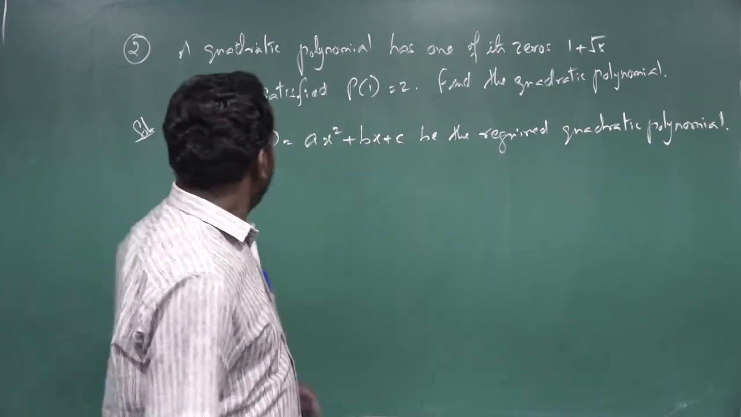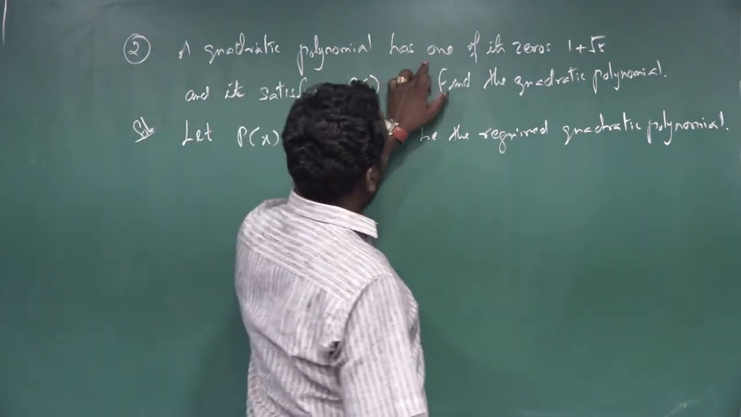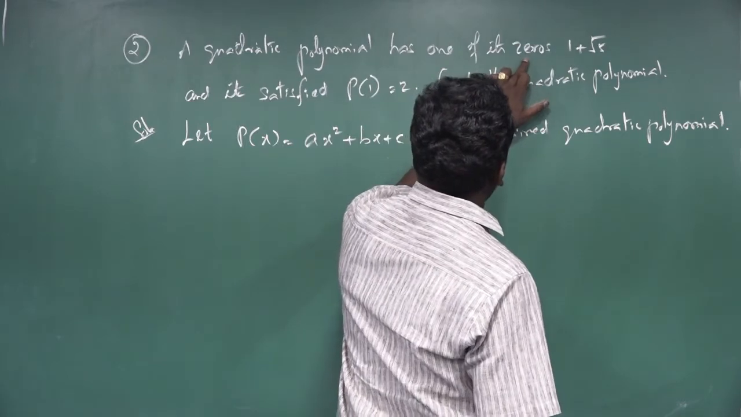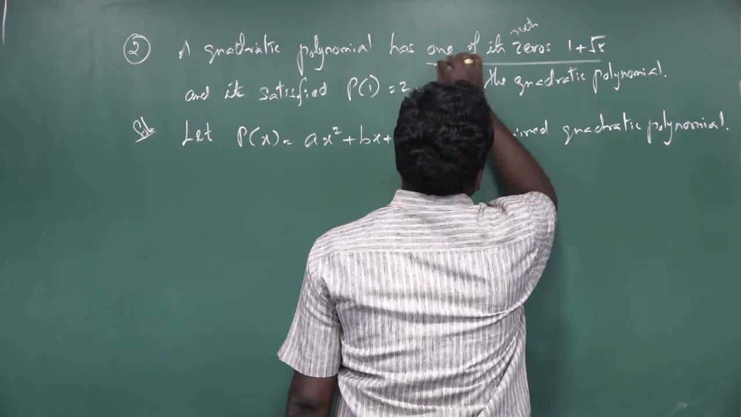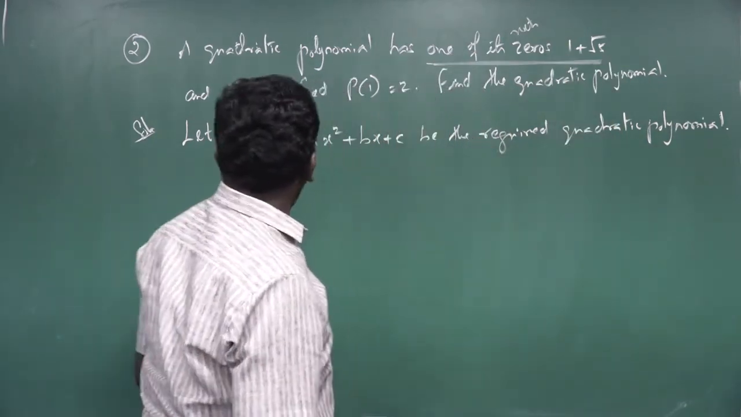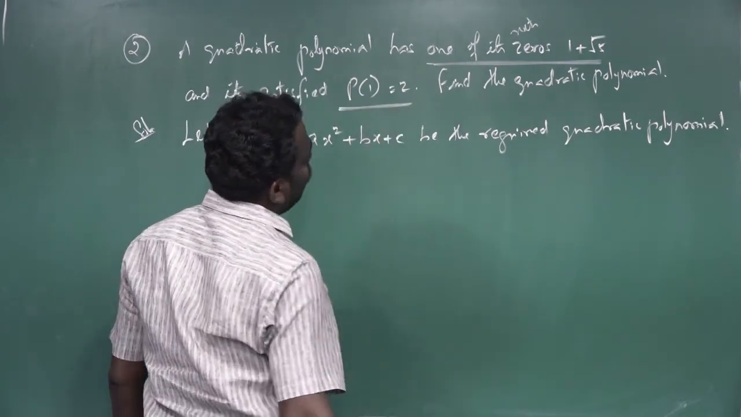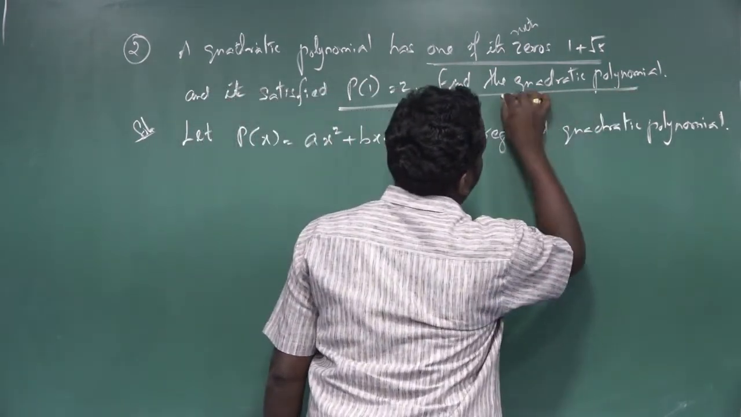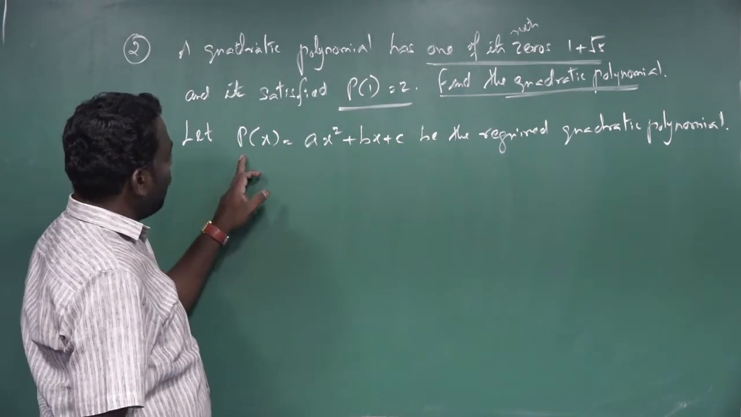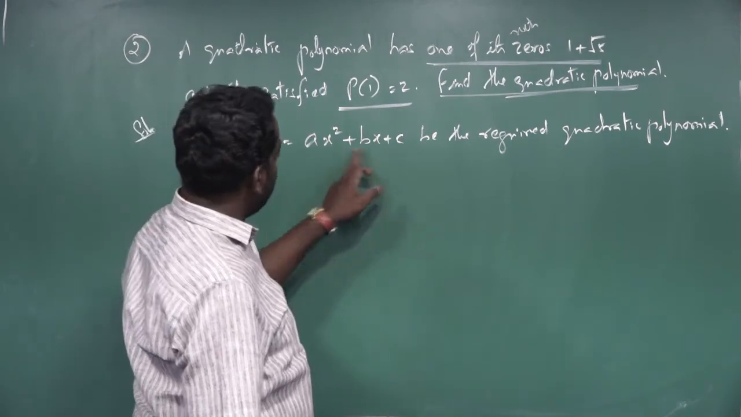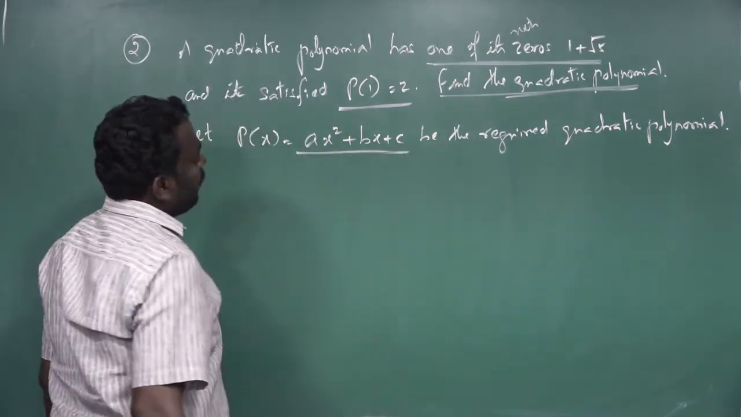Come to the next sum. A quadratic polynomial has one of its zeros, that is called a root, as 1 plus root 5, and it satisfies P of 1 equal to 2. Find the polynomial. As it is a quadratic polynomial, let us consider P of x equal to ax square plus bx plus c.